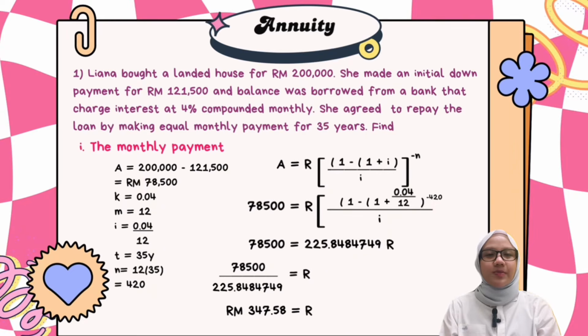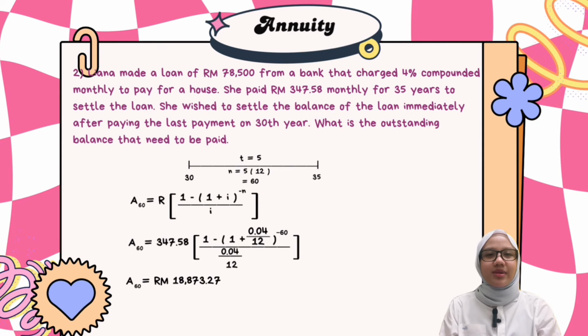Example question for special case of annuity is Liana made a loan of 78,500 ringgit from a bank that charged 4% compounded monthly to pay for a house. She paid 347 ringgit and 58 cents monthly for 35 years to settle the loan. She wished to settle the balance of the loan immediately after paying the last payment on 30th year. What is the outstanding balance that needs to be paid?